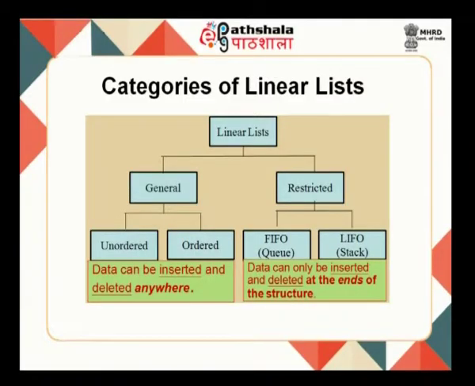Then you have what is called a restricted list. In a restricted list there is a restriction on where you can add and where you can delete. So, you have obviously the first one is queue, first in first out, you would have heard of this, and stack, which is last in first out. So, here data can be inserted and deleted only at some points, that is the ends of the data structure, either front or back. That is the restriction. So, this is one way in which you can categorize linear lists.